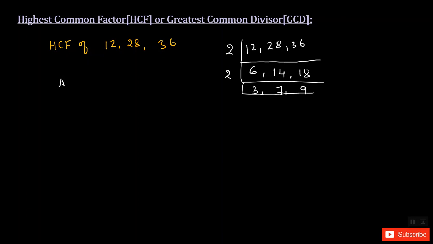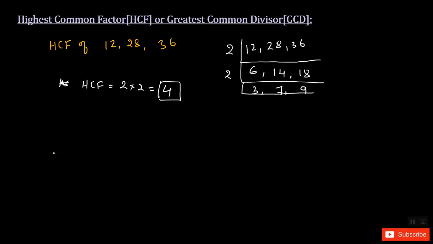Then the HCF we can find here as the multiplication of 2 times 2. So the HCF of 12, 28 and 36 is 4. This is how you find it, right? Let's take another example.